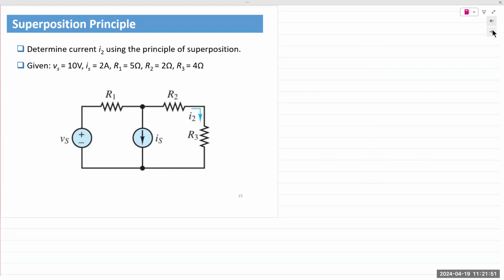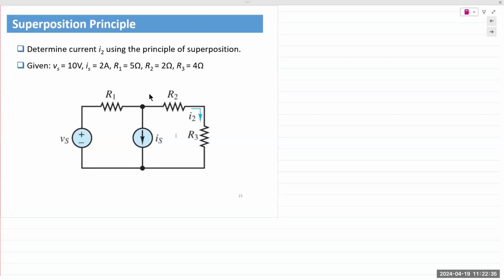So first thing, where is I2? On the far right. That is the current flowing through resistor R3 as well as resistor R2. We can see that they are in series. We can reduce them, but we won't, not yet.